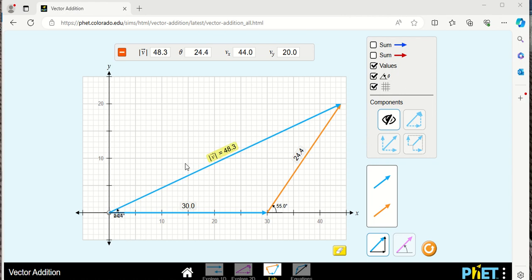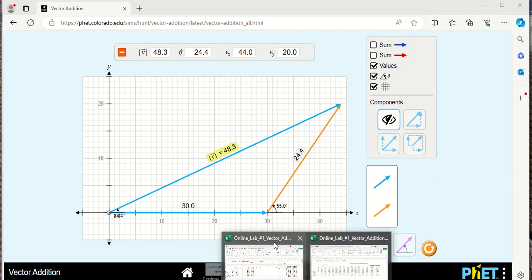According to the simulation, the magnitude of the resultant is 48.3. You can see it here, and if you can't read the angle, it's listed in this chart. The angle of the resultant is 24.4. So let me go ahead and put those into the simulation. This is my R vector. The fact that the simulation says V, don't worry about that. That's my resultant, so its magnitude is 48.3.